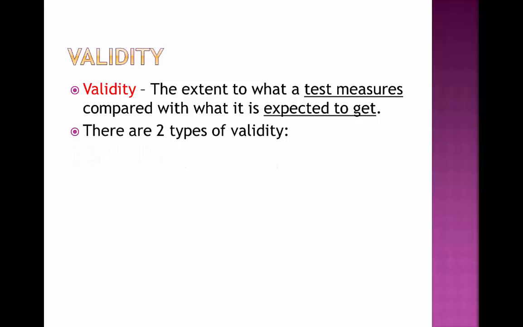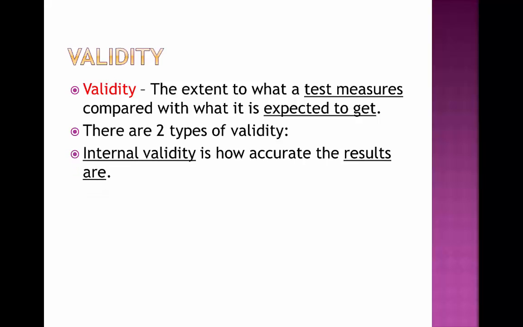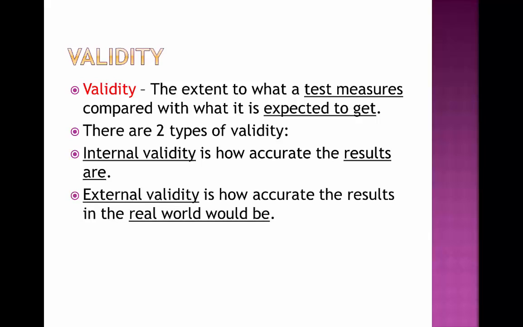So there are two different types of validity. The first one is internal validity, and that's how accurate the results are. And the other one is external validity, and that is how accurate the results would be in the real world. So if we are conducting a naturalistic observation, the internal validity is how accurate the results are in our experiment, but the external validity is how accurate the results would be in a real-life version of the naturalistic observation in the real world.